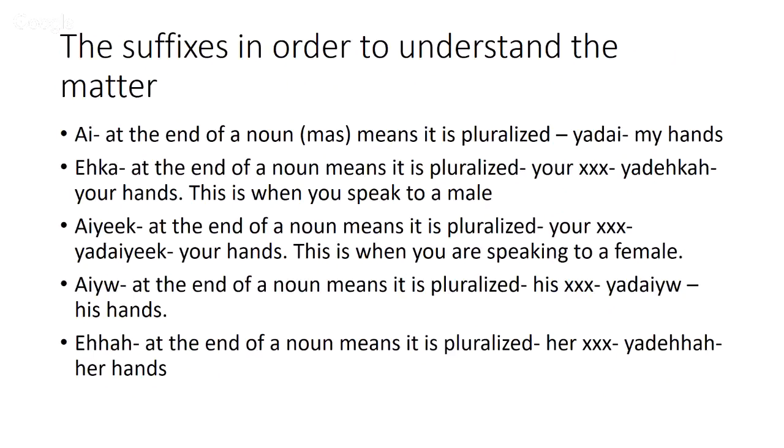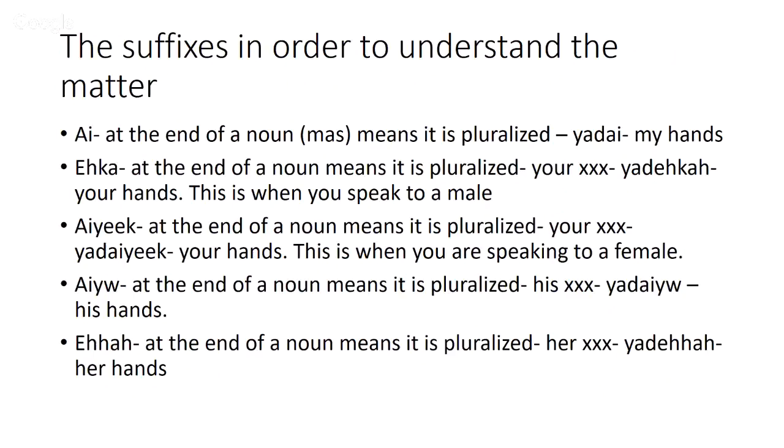Okay, so you have ai, my, whatever, plural. Eka, your, masculine, whatever, plural. Ayik, your, whatever, feminine, plural. All right? Aiwa, whatever, plural, his, whatever. As in this case, Yadaiwa, meaning his hands. Eha, as a suffix, whatever it's attached to, her, whatever, plural. Yadeha, her hands. All right, so just want that to be noted for edification purposes.